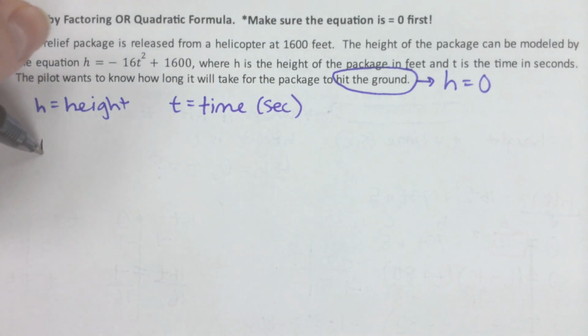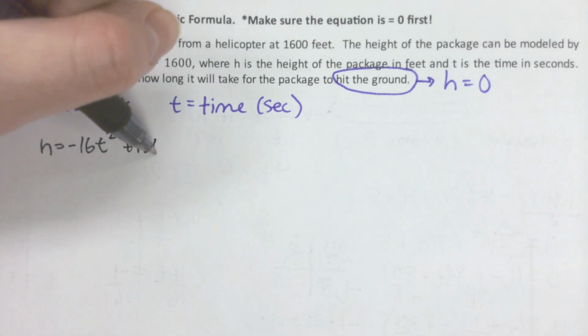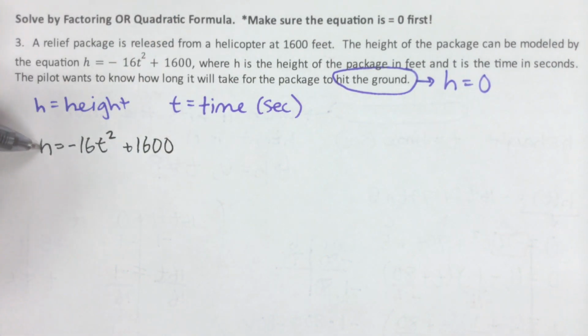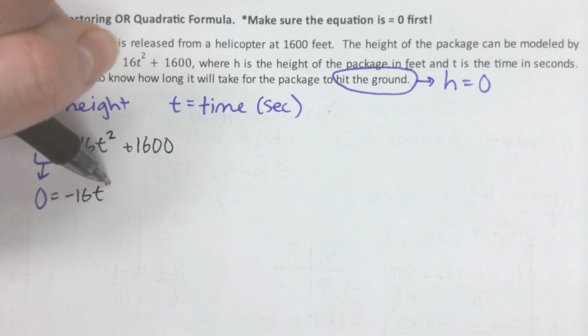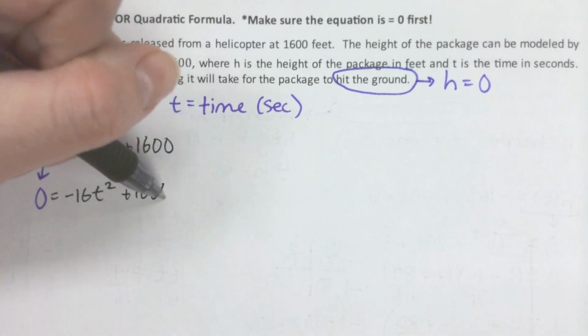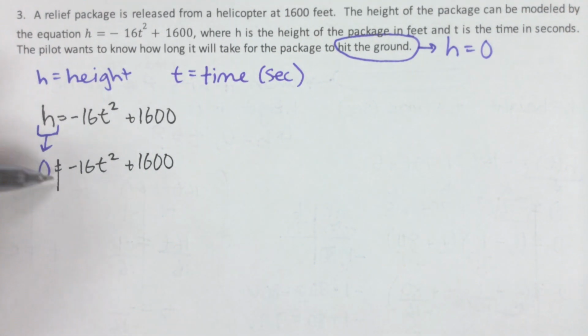Our equation, h equals negative 16t squared plus 1,600. We know that h is 0, so 0 equals negative 16t squared plus 1600. We have 0 on one side, everything else on the other side. So now we can continue.